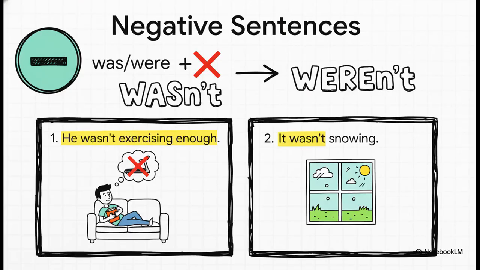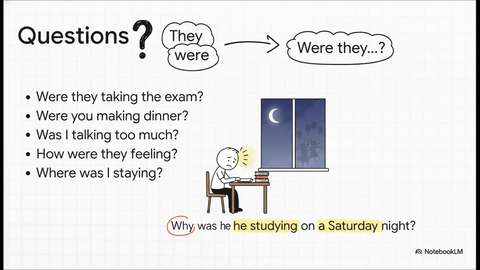Now, what if you want to make it negative? It couldn't be easier. You just slide the word not right after was or were. And when we're talking, we almost always squish them together to make wasn't or weren't. Like, he wasn't exercising or it wasn't snowing. And to ask a question, we just do a little flip-flop. Instead of they were taking, it becomes were they taking? Simple. And if you have a question word like what, where, or why, that just goes right at the front of the whole thing. Why was he studying on a Saturday night?